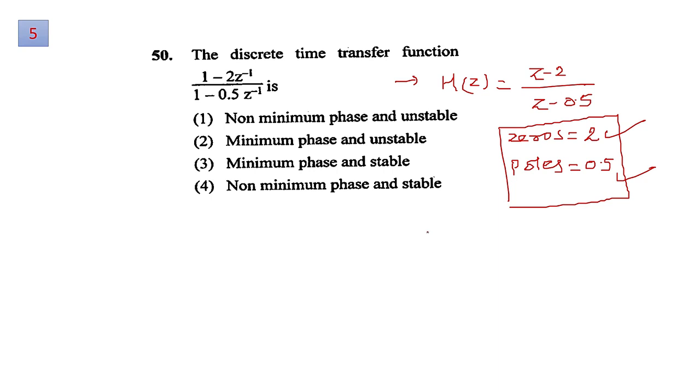Now a system is said to be minimum phase if all its poles and zeros exist inside the unit circle. The location of the pole is inside the unit circle, but the zero is outside, so it is a non-minimum phase system, and the system is stable. So option number 4 is the correct answer for question number 5.